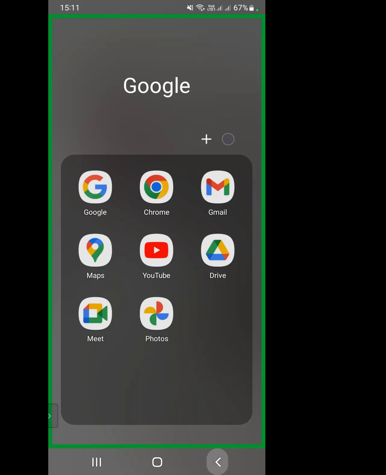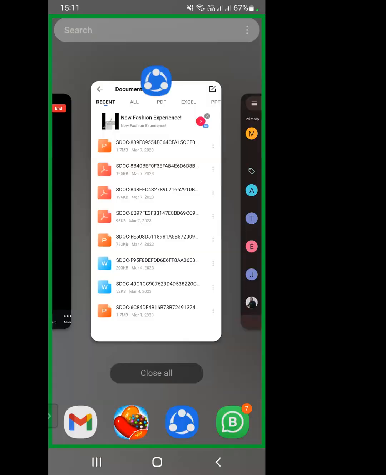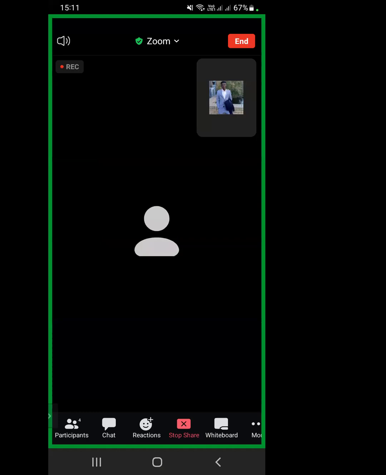Okay, let me go back to my Zoom there. I would like to stop sharing my screen so that I can show you my camera. Okay. So I'm fine.